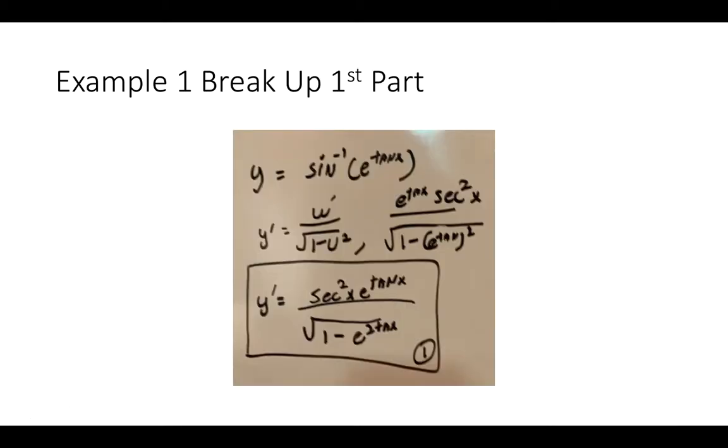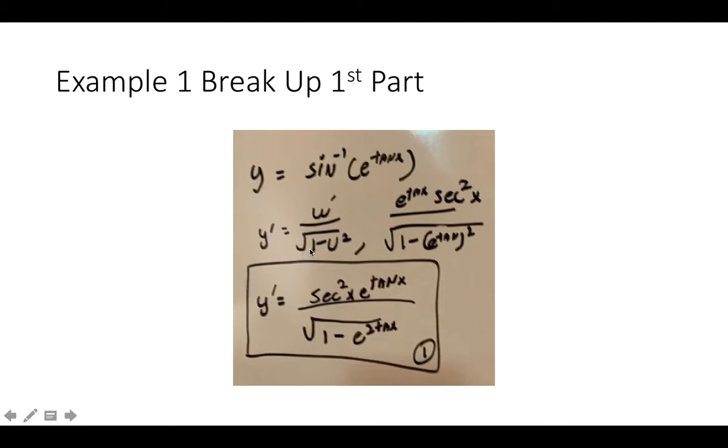For the first part, what is the derivative of inverse sine of e to the tan x? I use the formula. To find the derivative of inverse sine, use u prime divided by the square root of 1 minus u squared. Our u prime is the derivative of u, which is e to the tan x. The derivative of e to the tan x is e to the tan x times secant squared x. So there's our u prime.